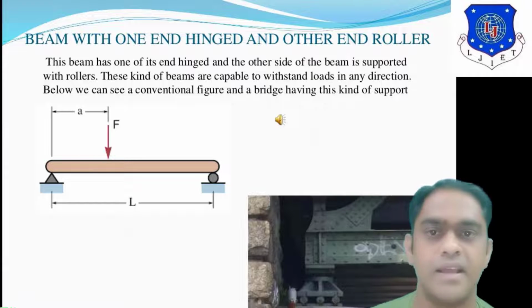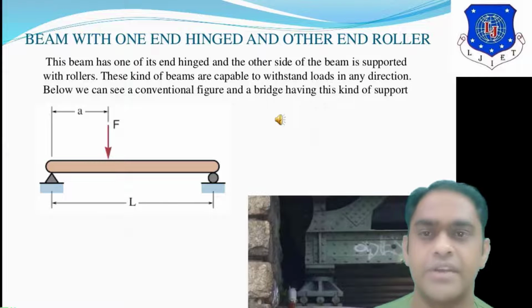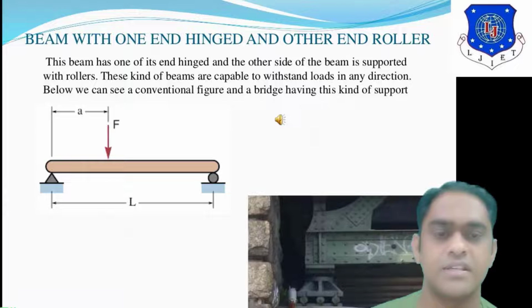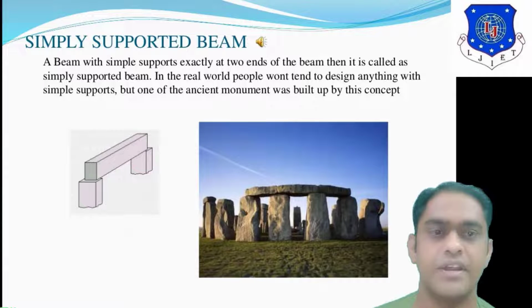Length of the beam is L. This kind of beam is capable of withstanding loads in any direction. Below we can see the conventional figure. So this is the beam with one end hinge and the other end roller.